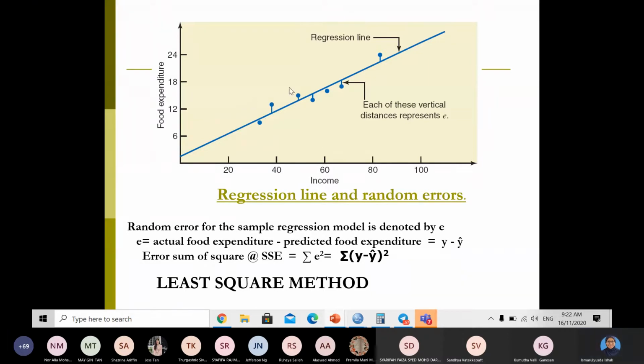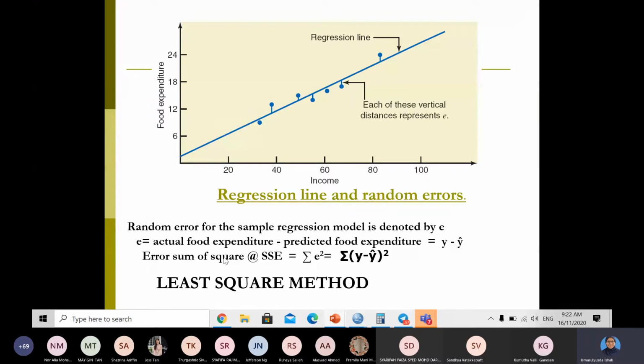So this straight line is the predicted food expenditure. This is food expenditure. The actual food expenditure is the dots, this one, this one, this one. So between the actual and the predicted, this small vertical distance is the error. This is all the random error.